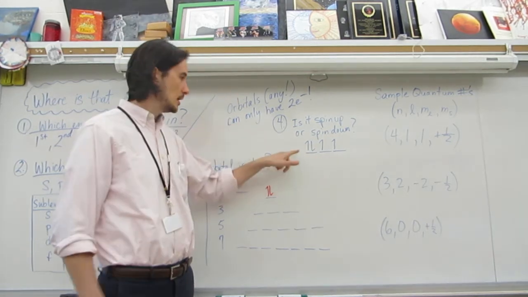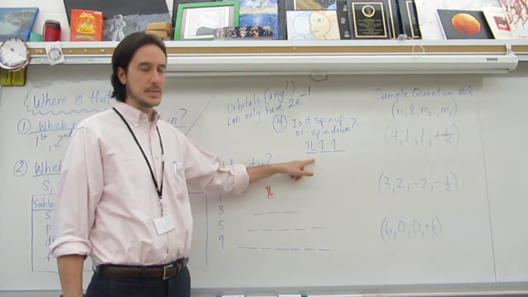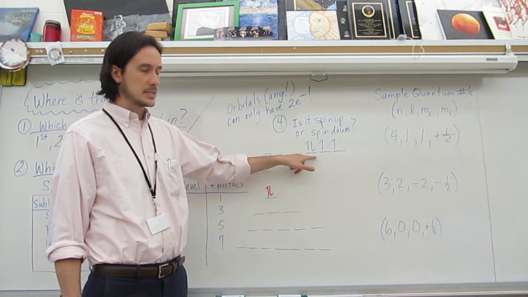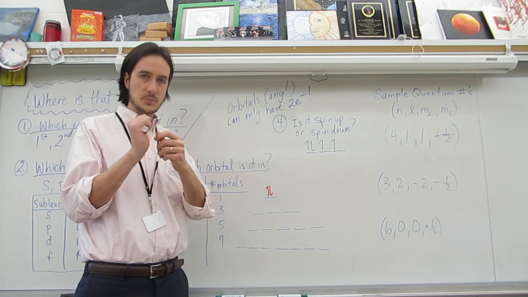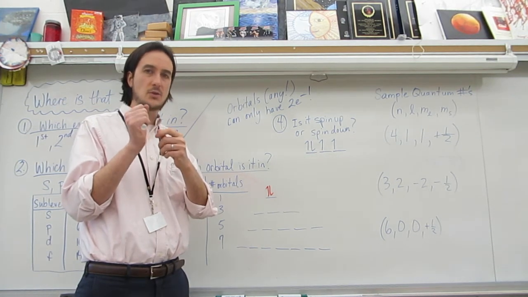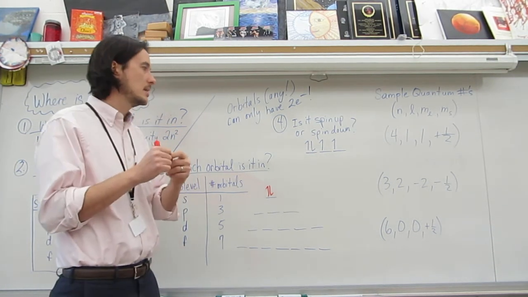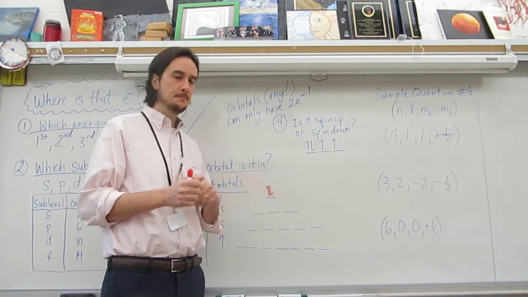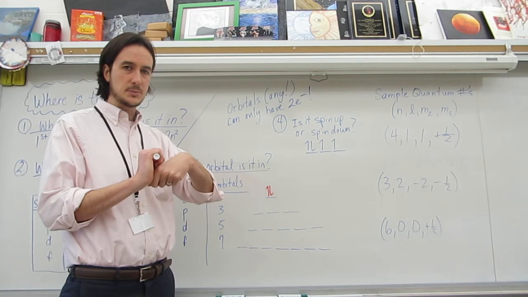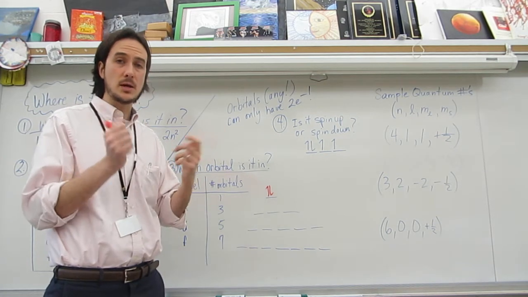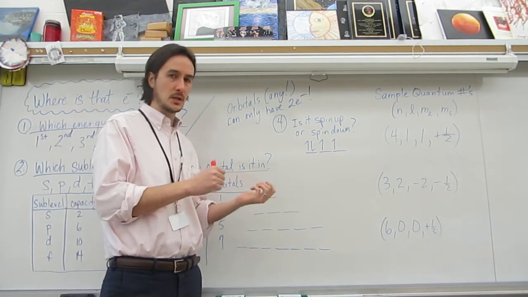Could be a double arrow pointed up, and then the second one we draw down. So the first one is spin up, the second one is spin down, because these electrons are spinning, right? Just like the Earth is spinning on its axis, the electrons are spinning, and if we put 2 electrons in one orbital, they will have opposite spins. So one will be spinning clockwise, the other one will be spinning counterclockwise.